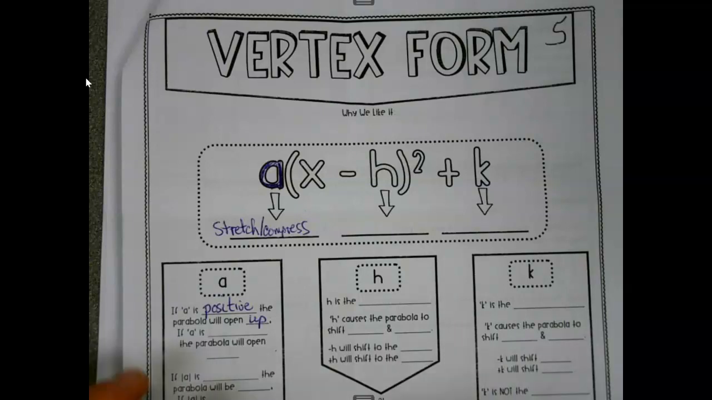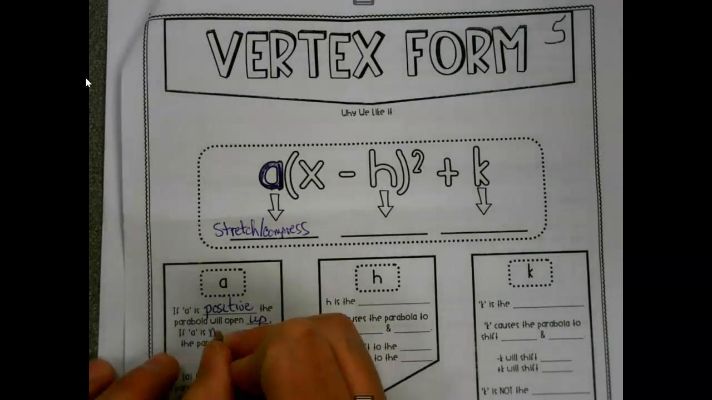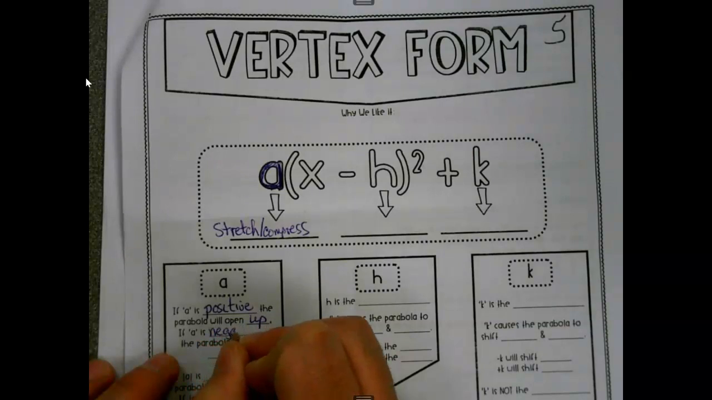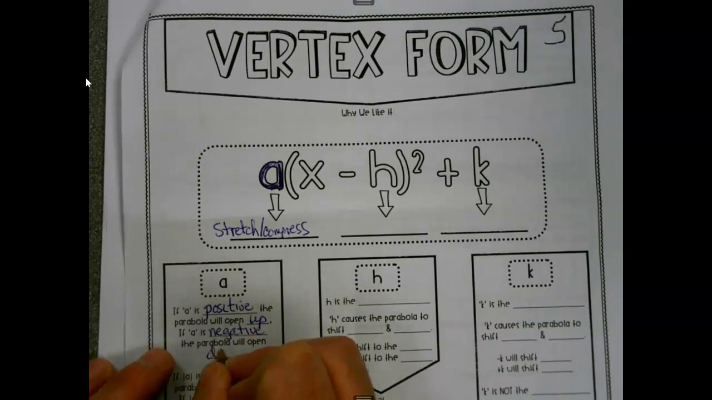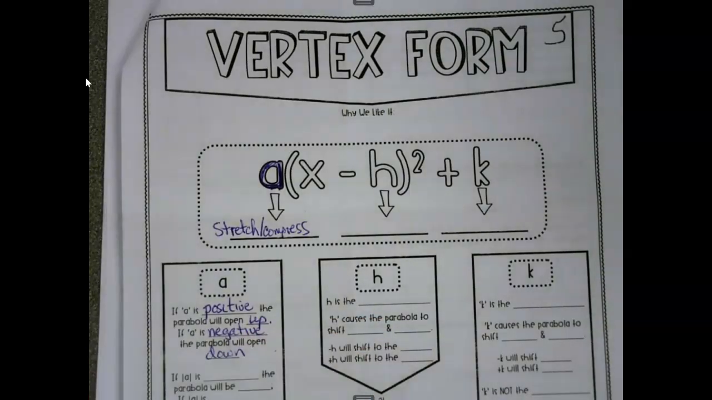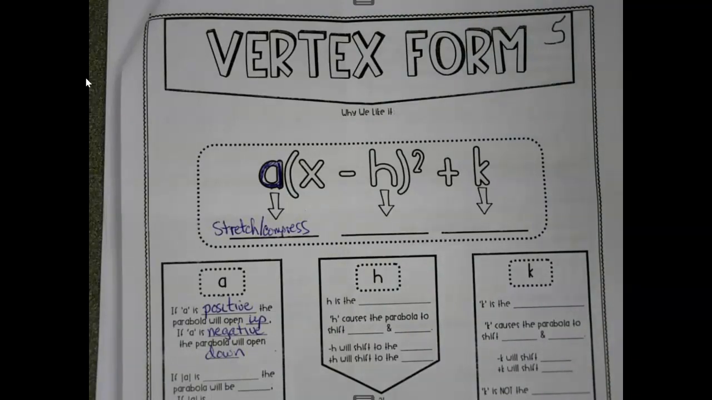If your A value in front is negative, your parabola is going to open downward every time. Again, whole number, fraction, it doesn't matter. Okay? If you're like, dang, I don't remember there being this much stuff with A before, but okay.